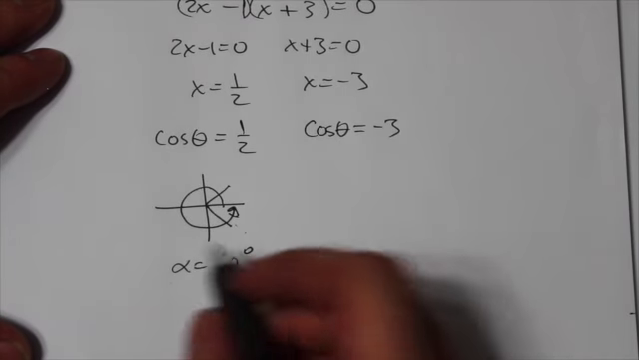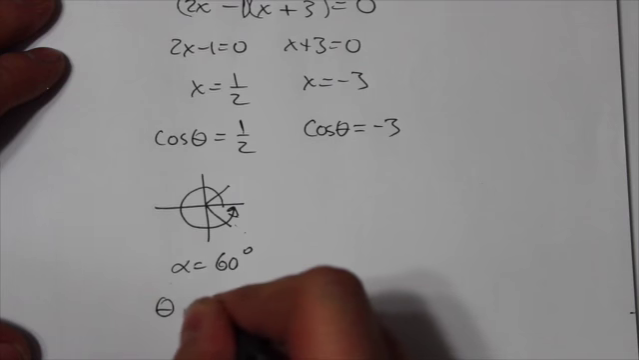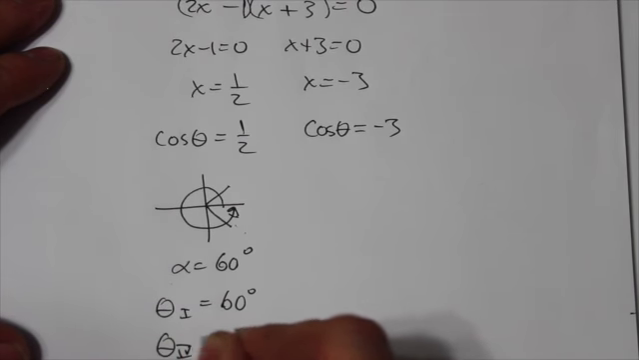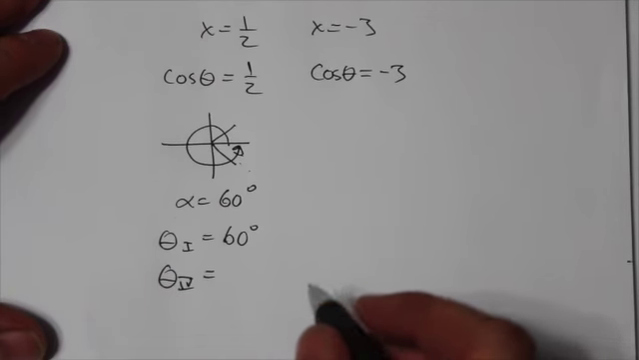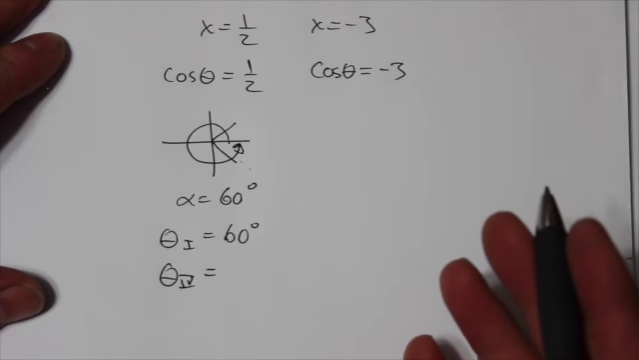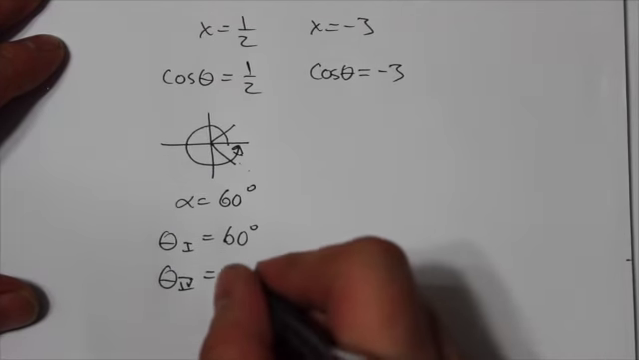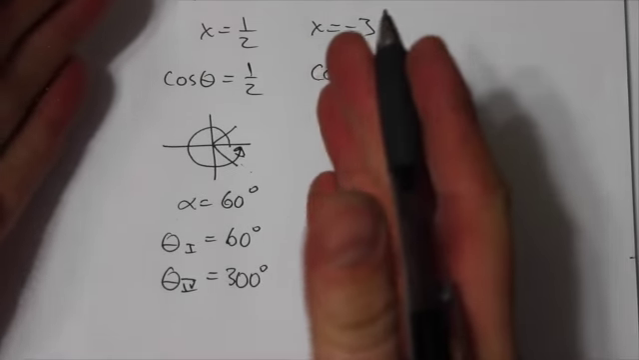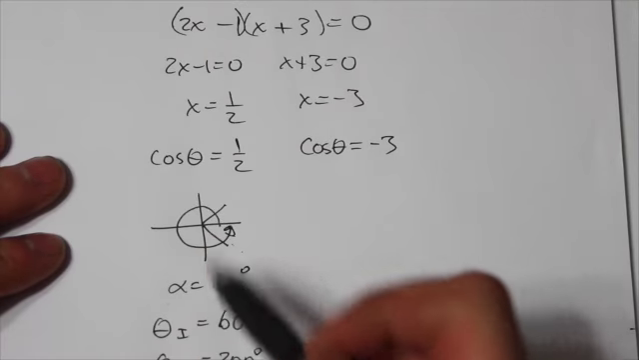So now I'm going to put that in quadrant 1. So the first quadrant angle will be 60 degrees. And then my fourth quadrant angle, whoops, sorry about that, is going to be 360 minus 60, so 300 degrees. Good, so those are the 2 specific solutions coming from this particular factor.